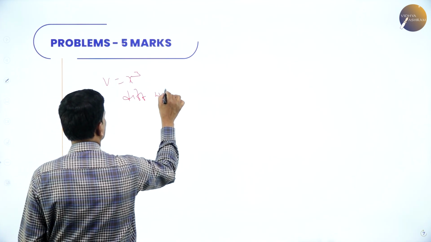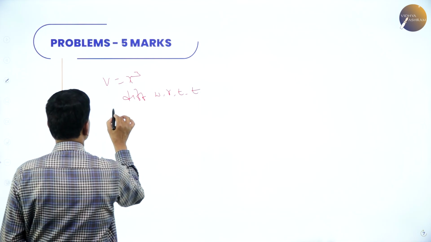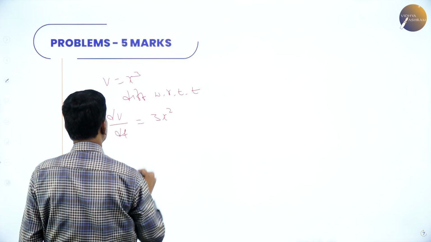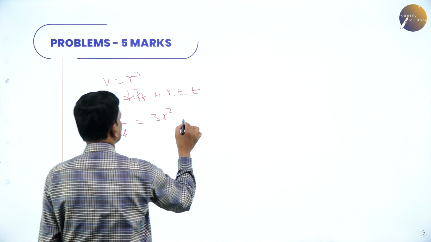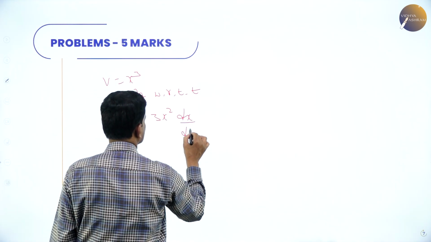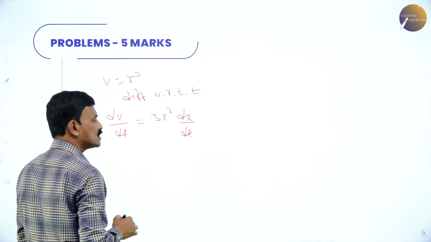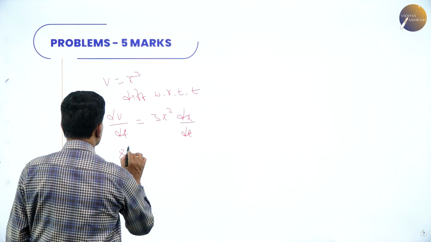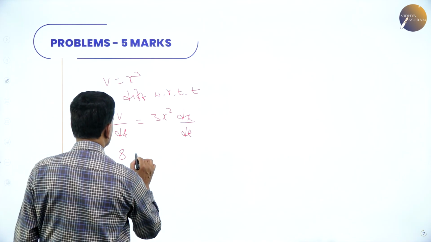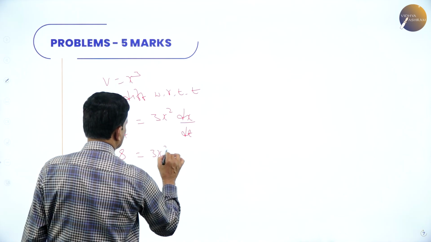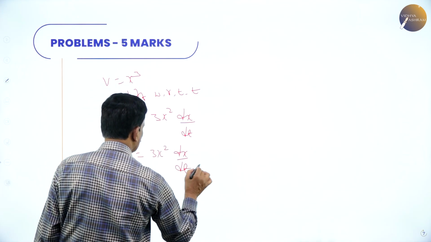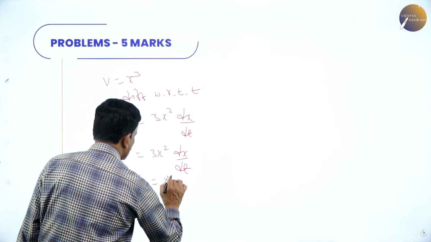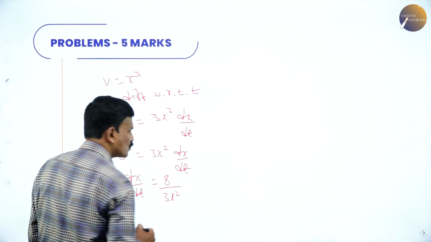Differentiate with respect to time t. Differentiating with respect to t, dV by dt is equal to differentiation of x cube is 3x square. We are differentiating x with respect to t, then this is dx by dt. Now, what is given? Given dV by dt is equal to 8 centimeter cube, so 8 is equal to 3x square into dx by dt. Therefore, dx by dt is equal to 8 divided by 3x square.